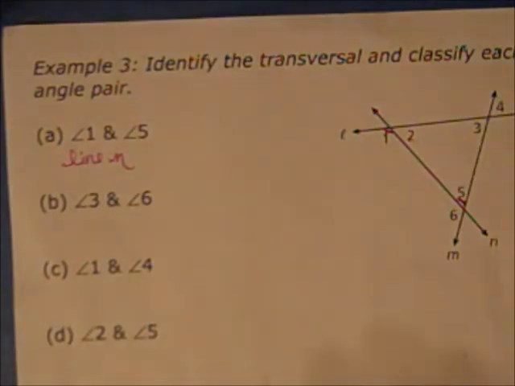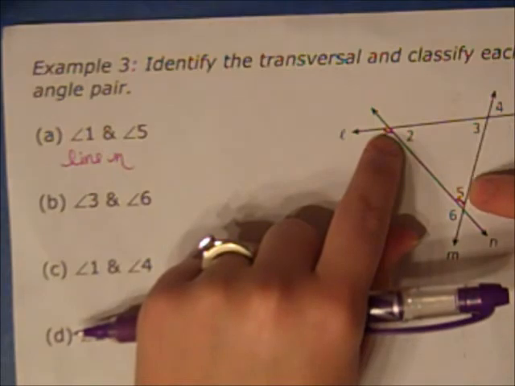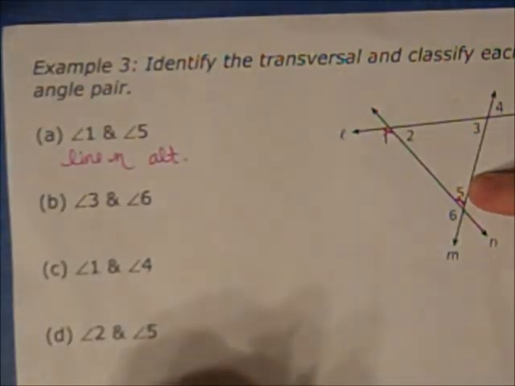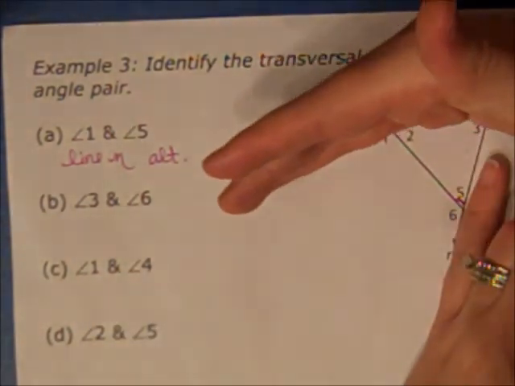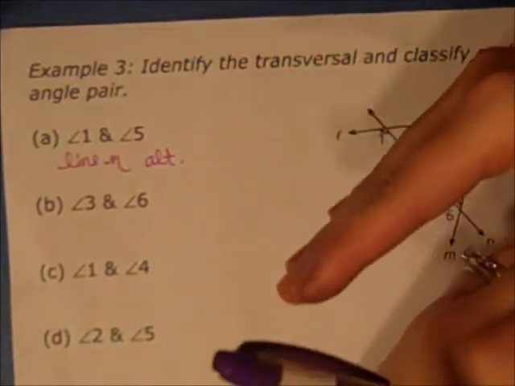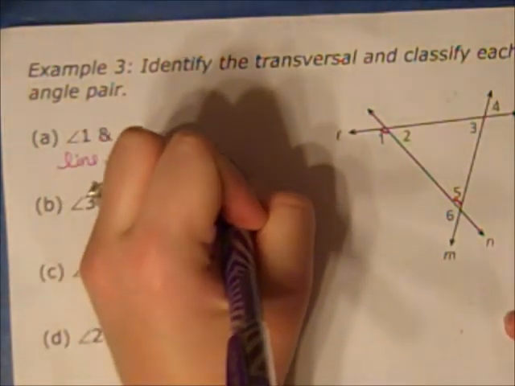Then we have to talk about which kind they are. So I can see first that one is on the left side and one's on the right side. So I know they're going to be alternate. Then the other 2 lines would be L and M. So if you put your hands like that, you can see they're on opposite sides and they're between L and M. So that would be alternate interior.